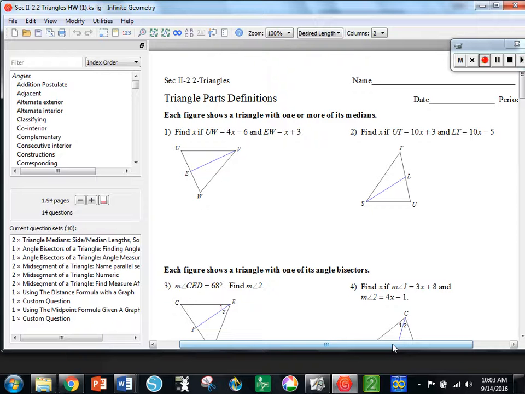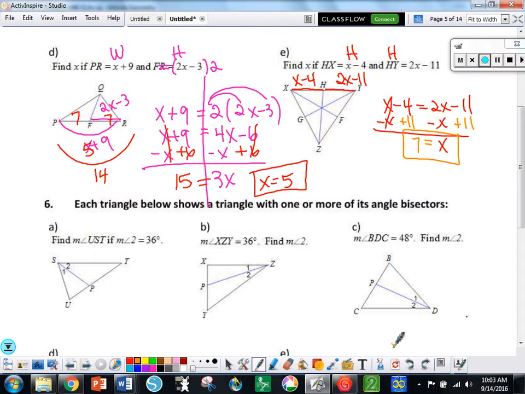Okay, let's go back to our notes. We're going to practice this some more, but we're going to practice it with angle bisectors this time. Moving on.